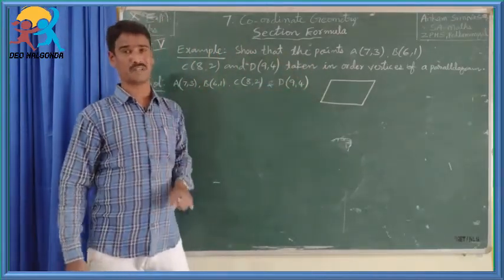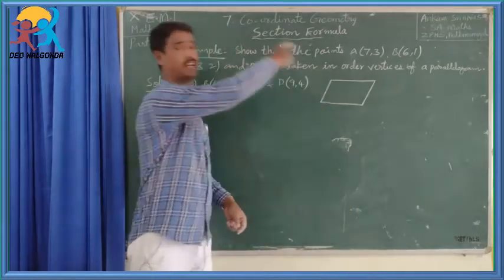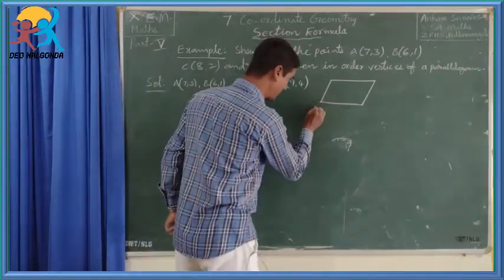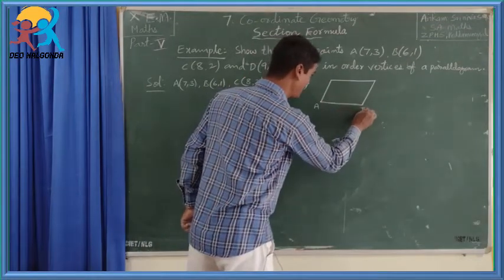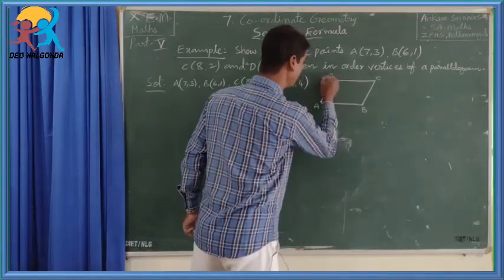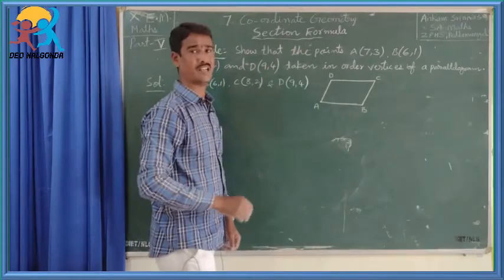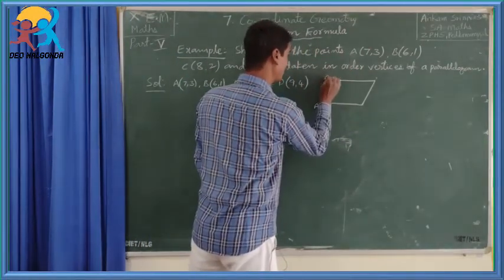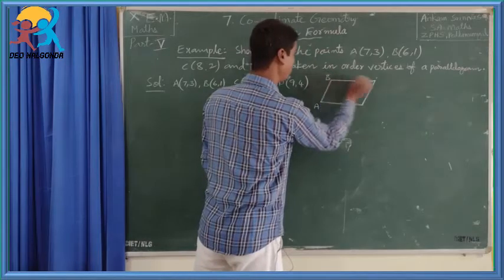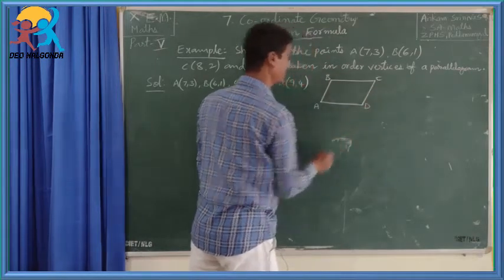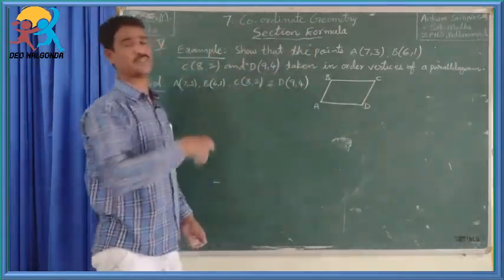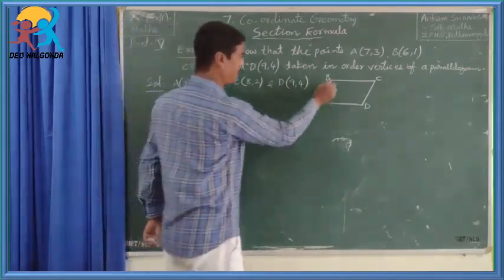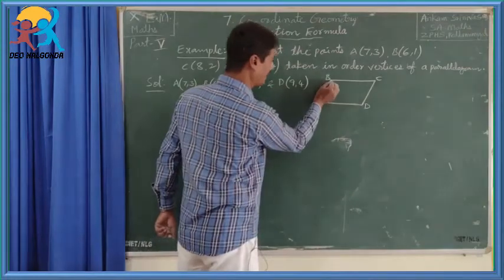Order is most important. Take clockwise direction or anti-clockwise direction. I am taking here A, B, C, D. This is anti-clockwise direction. Or you can take clockwise direction A, B, C, D. This order is most important. So here A, B, C, D.